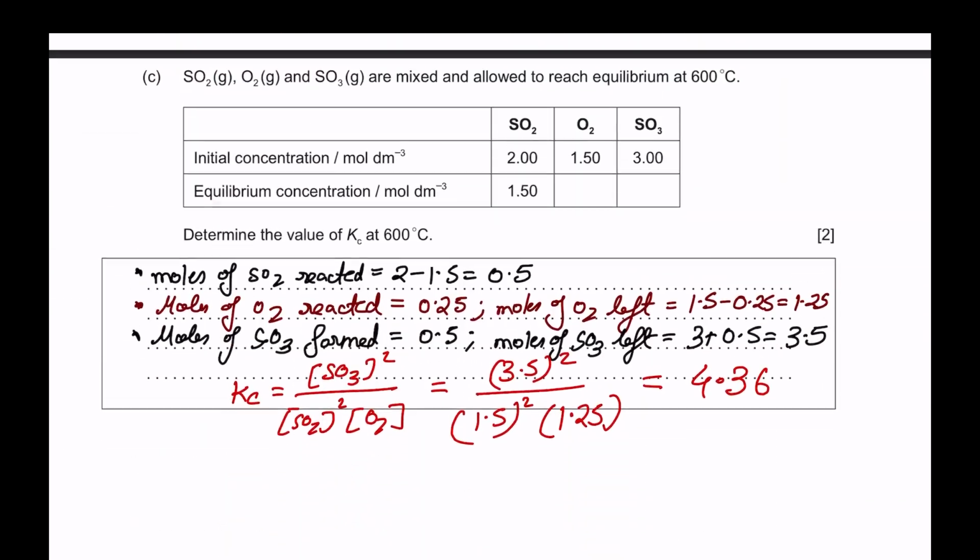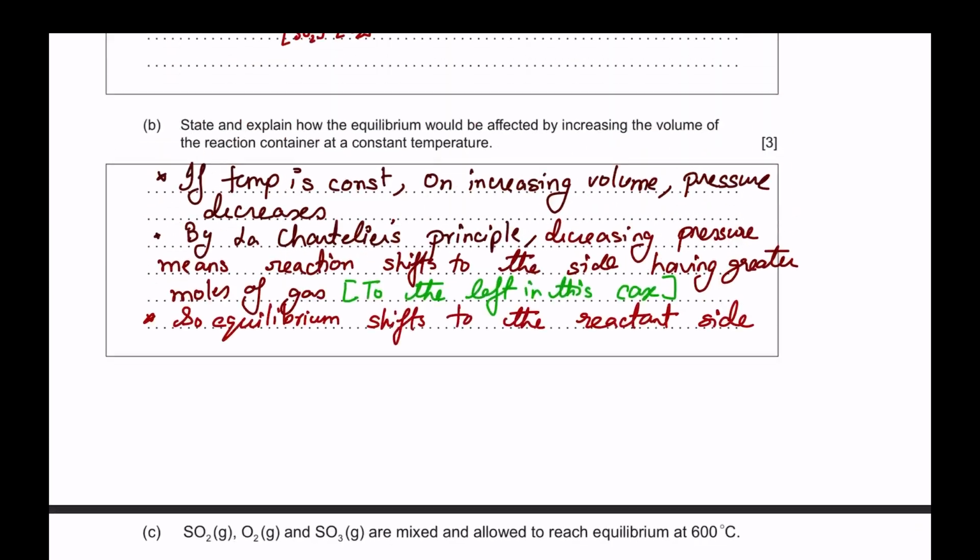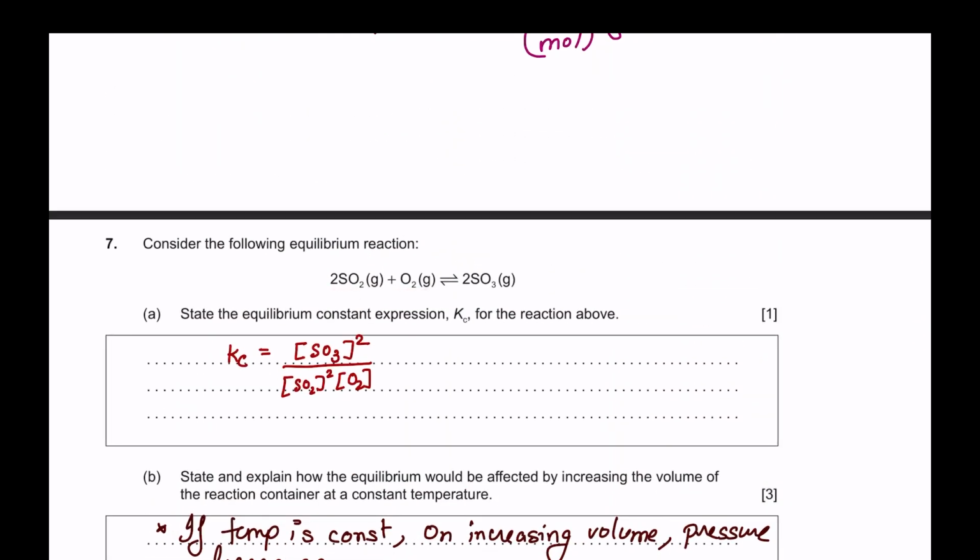Now there's probably the last question here. SO2, O2 and SO3 are mixed and allowed to reach equilibrium at 600 degrees Celsius. We have to determine the value of Kc at 600 degrees Celsius. We have the initial concentration and the equilibrium concentration of SO2 given. So how many moles of SO2 have reacted? 0.5, the difference between these two. Now how many moles of O2 reacted? We have to use stoichiometry here, SO2 and O2. So moles of O2 by moles of SO2 reacted will be equal to half.